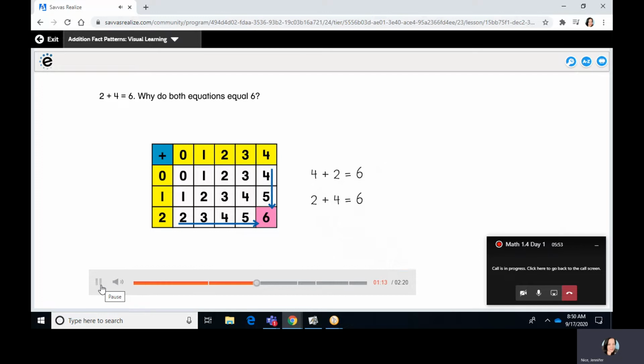Why do both equations equal 6? Think about that, friends. Why do both equations equal 6? What do you notice here?